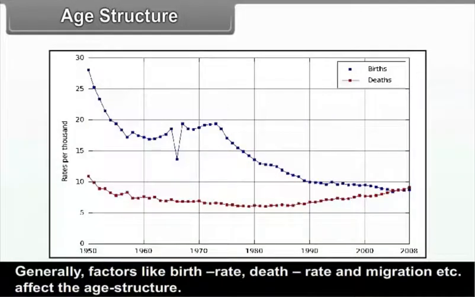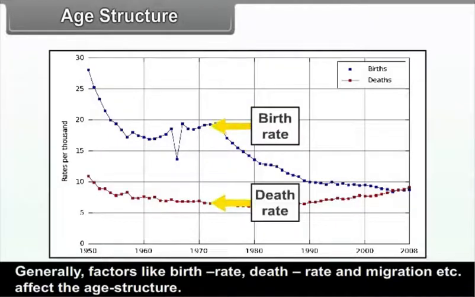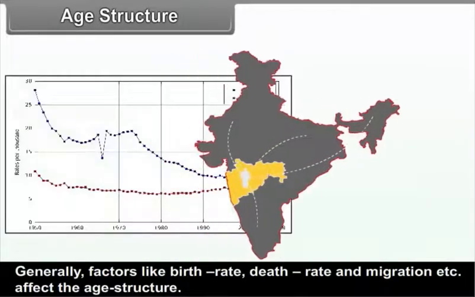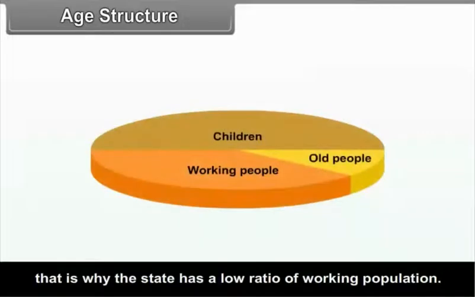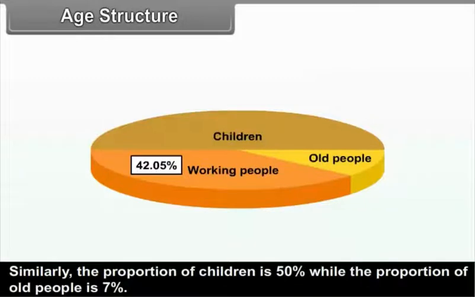Generally, factors like birth rate, death rate, and migration, etc. affect the age structure. As per the 2001 census, the proportion of the working people is 42.05% and the proportion of the non-working people is 57.05%. That is why the state has a low ratio of working population. Similarly, the proportion of children is 50%, while the proportion of old people is 7%.